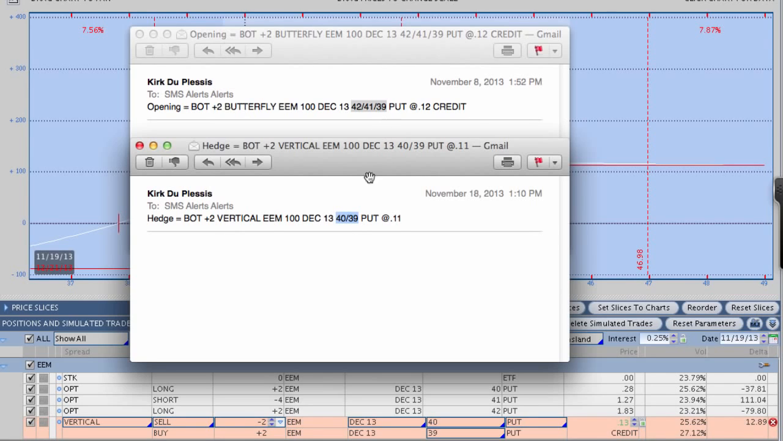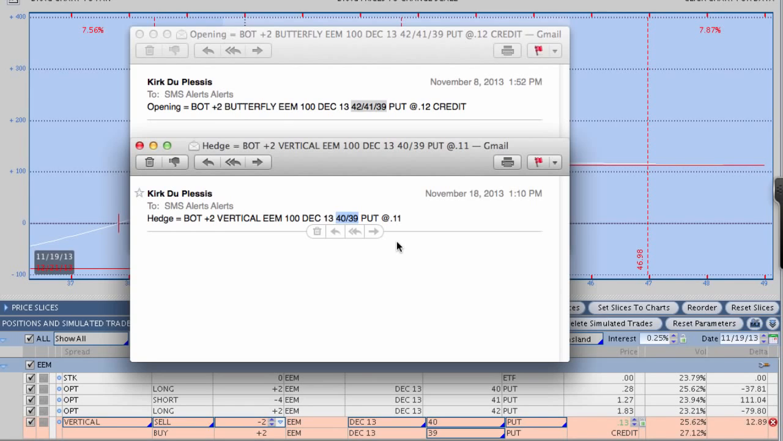So we closed out the 39 and established a new strike at 40. This altogether cost us 11 cents per vertical. So you can see we originally took in 12 cents in credit, and it cost us 11 cents in debit to actually hedge this trade. And so we still have $1 left over at the very least.